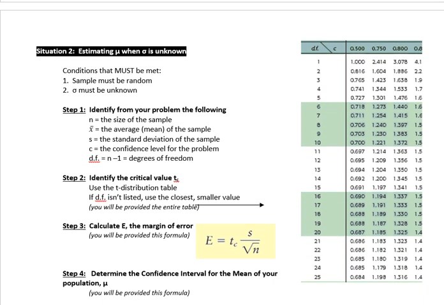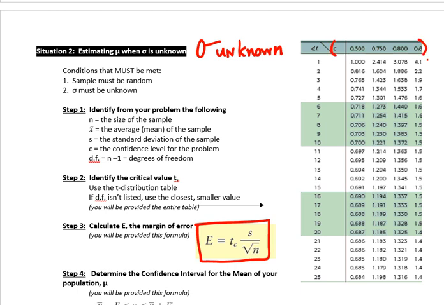So let's say that your standard deviation is unknown. Okay, you do not have the standard deviation of the population. You only have the standard deviation of our sample. That means that you're going to need to use the t table, because your error formula in this situation uses t. To use t, you're going to need your level of confidence, which is located across the top up here, and your degrees of freedom, which are located down the side. Remember that degrees of freedom equals n minus 1.